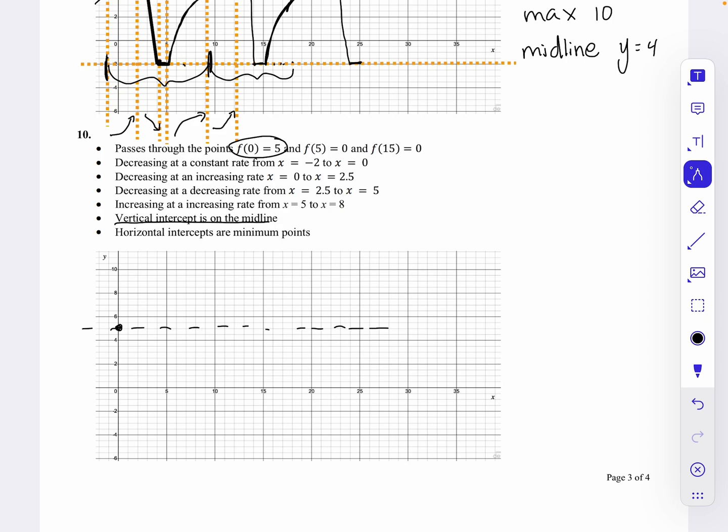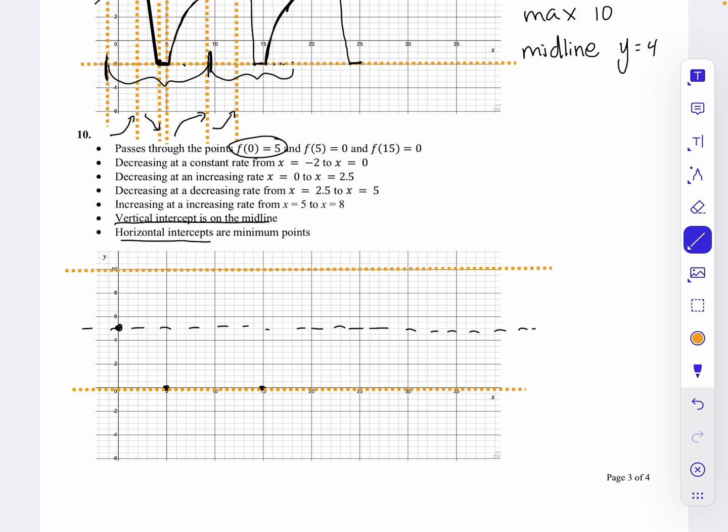So that means this should be the middle of my graph, and it should go above this and below this. We're also told that the horizontal intercepts are the minimum points, and the horizontal intercepts occurred at 5 and at 15. Those are 5 units away from that midline. So while 0 is the bottom of my function, 5 units above my midline would put the tallest points at 10. And so I know my graph is going to need to stick between those 2 points.